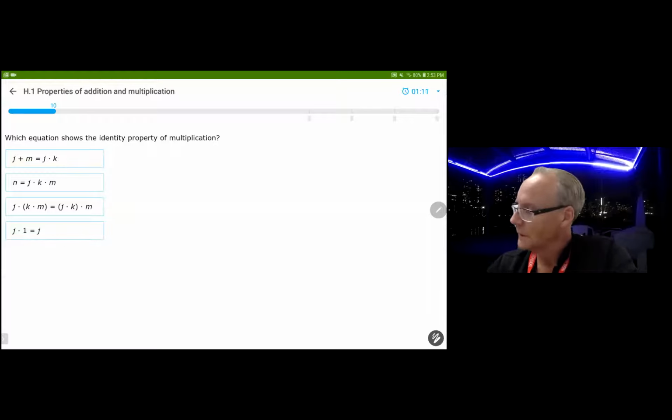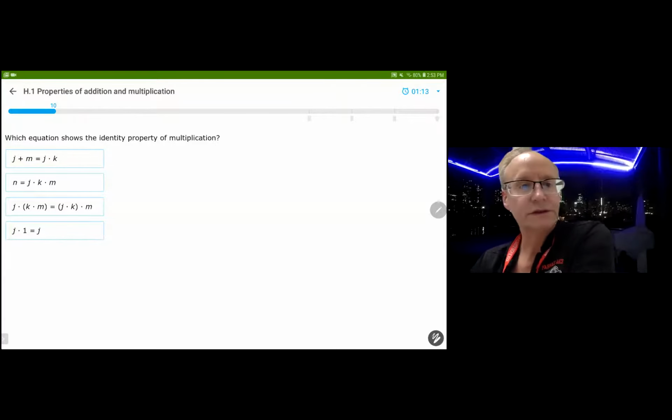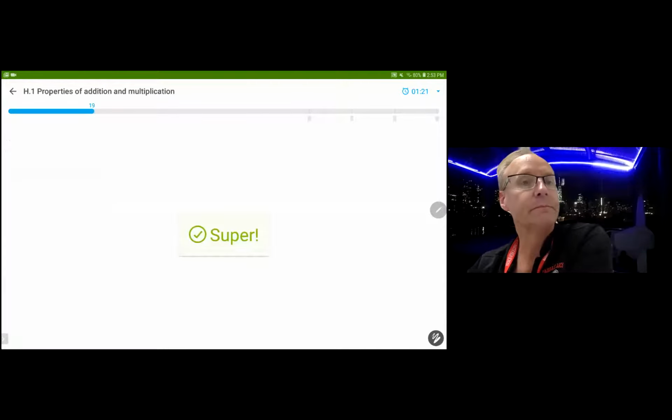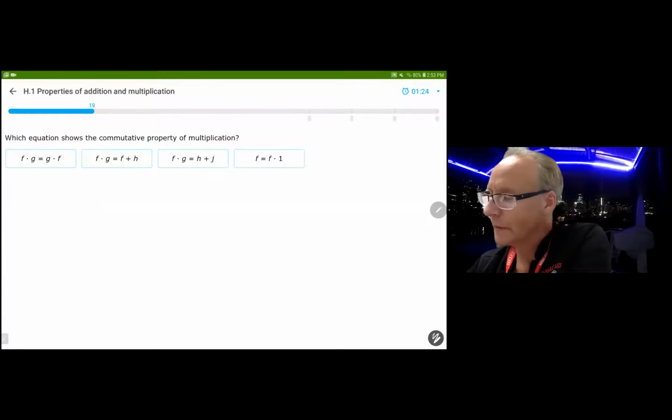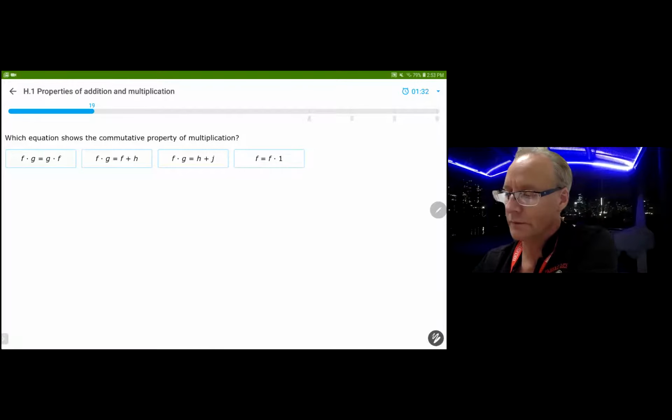There it is. Okay. J times 1 equals J is the identity property of multiplication. We'll do some more in just a minute. Which equation shows the commutative property of multiplication? Well, clearly you can change multiplication around. This is changing the order of multiplication, which is this one.